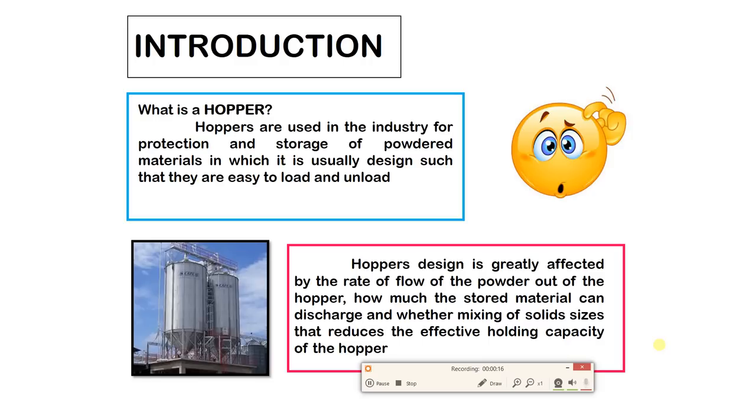Hoppers are used in the industry for production and storage of powdered materials, in which they are usually designed such that they are easy to load and unload. It is greatly affected by the rate of flow of the powder out of the hopper, how much the stored material can discharge, and whether the mixing of solid sizes reduces the effective holding capacity of the hopper.